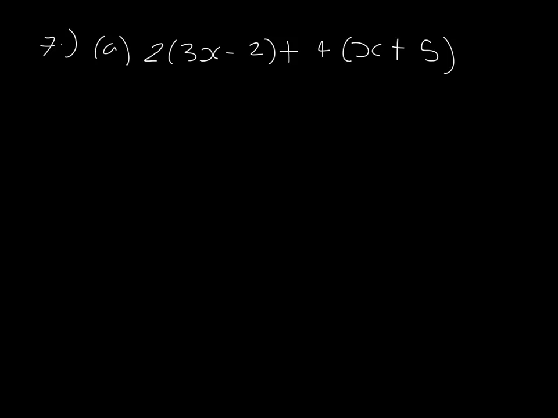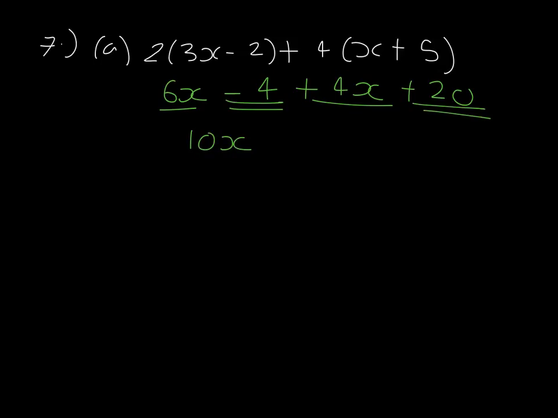Question 7, part A. Expand and simplify this expression. So taking each part in turn, we have 6x minus 4 plus 4x plus 20. Collecting like terms gives us 10x plus 16.